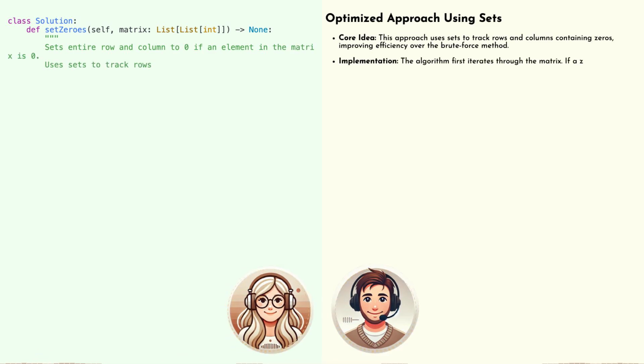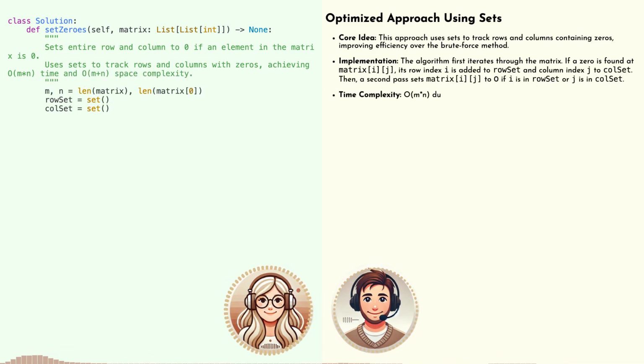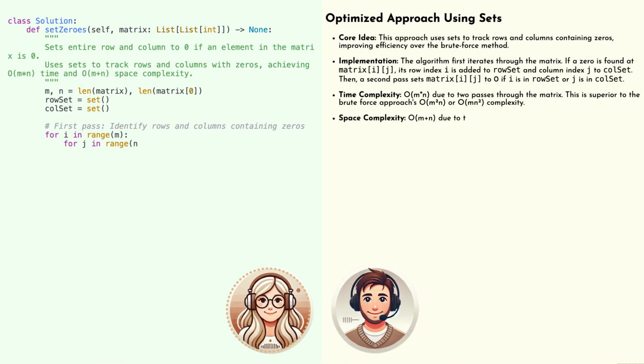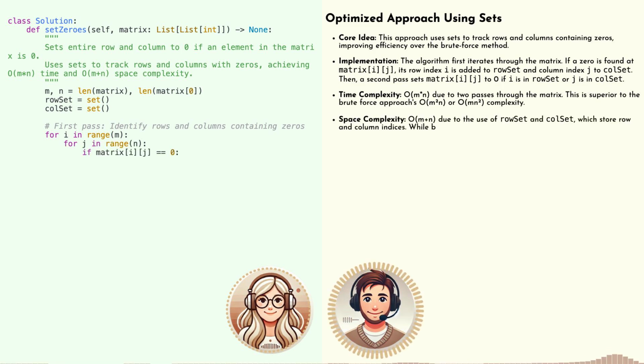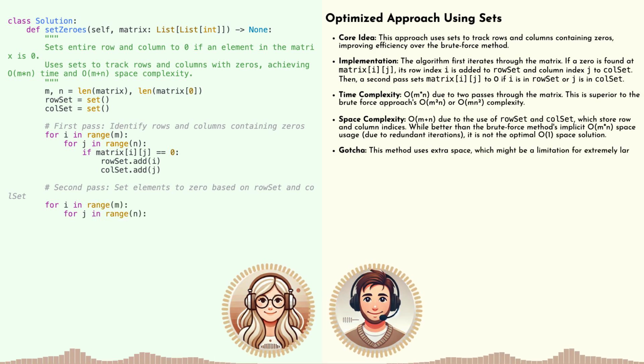Well, think about it this way. What if we could somehow remember which rows and columns need to be zeroed out without having to constantly recheck them? That's a good question. Is there a way to do that without using a ton of extra memory? You're on the right track. There are ways to do that.